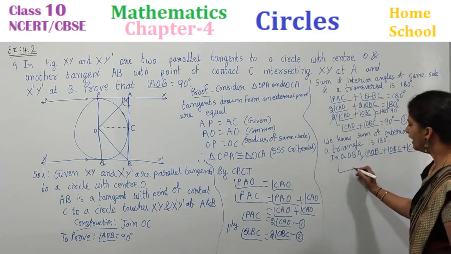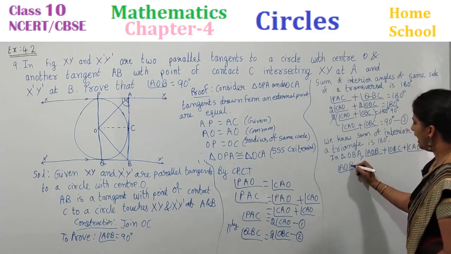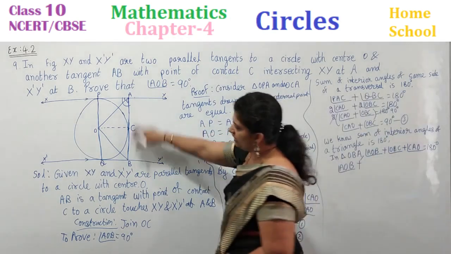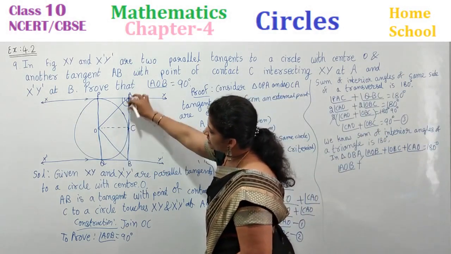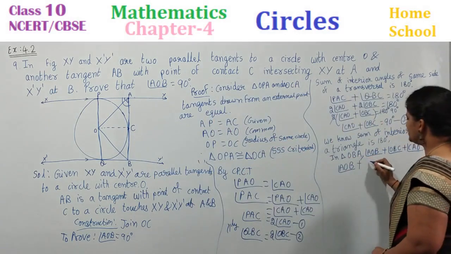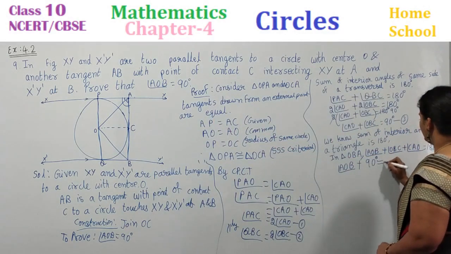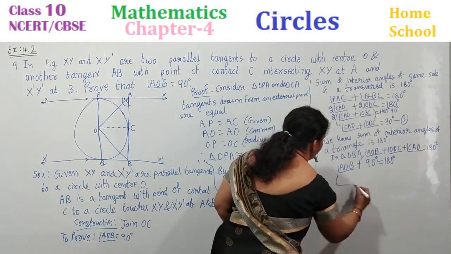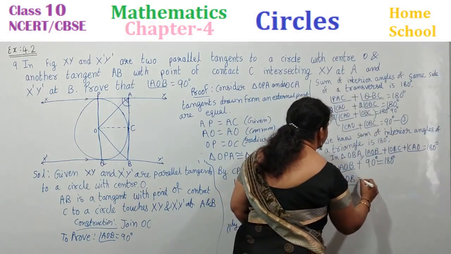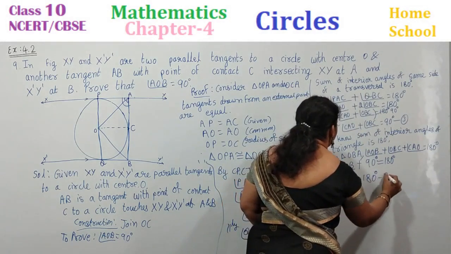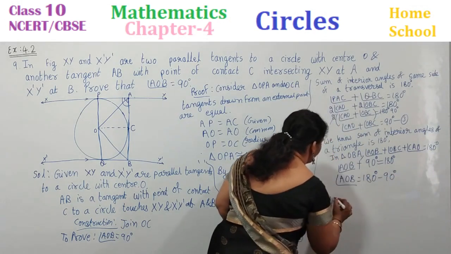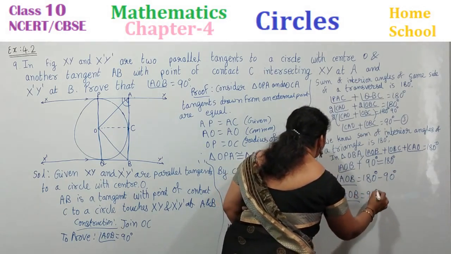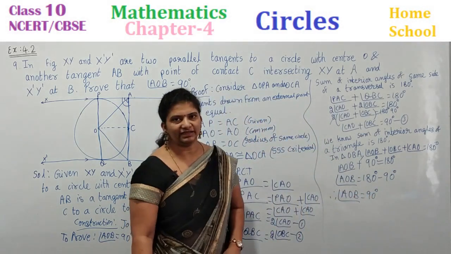But I know that angle OBC plus CAO, this angle plus this angle is 90. Substitute that. 90 degrees plus angle AOB is equal to 180. Now send this 90 to the other side. Angle AOB is equal to 180 degrees minus 90 degrees. Therefore, angle AOB is equal to, subtract that, you are going to get 90 degrees.